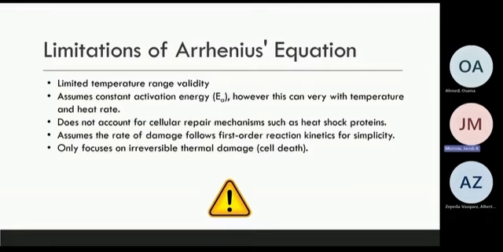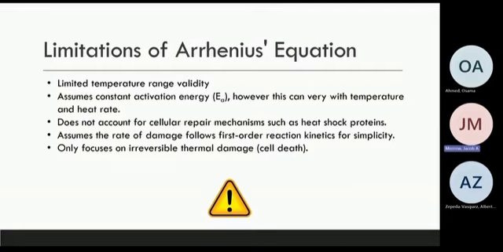The equation also assumes that the activation energy for thermal damage of the cells is constant, but this is a property that can actually vary with temperature as well as the rate of heat applied. So in other words, the energy required to completely destroy the cells changes depending on its environment. Another limitation is that cellular repair mechanisms aren't accounted for. Biological systems such as heat shock proteins exist, which can respond to heat and repair damaged cells. So estimations typically are conservative.